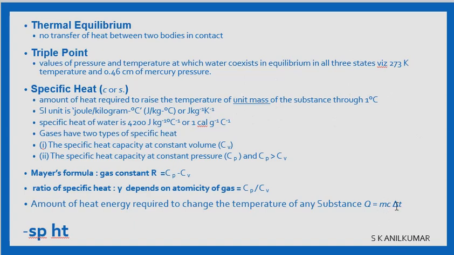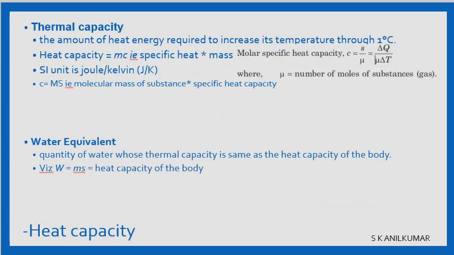So m is the total mass, c is the specific heat for the unit mass, ΔT is the change in temperature. So the total amount of heat required is the change in temperature of a substance times the mass of the substance times the specific heat of the substance.